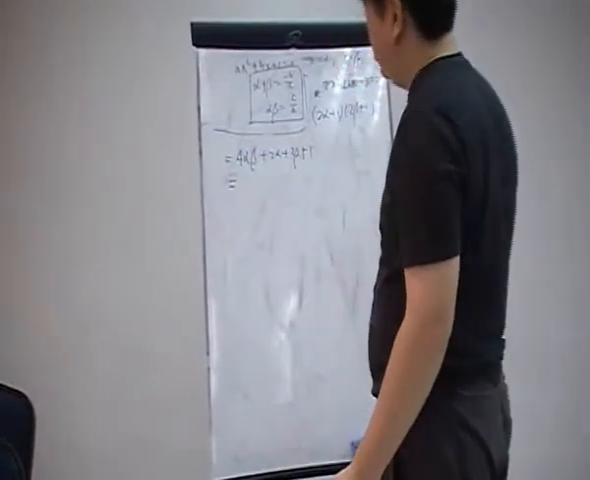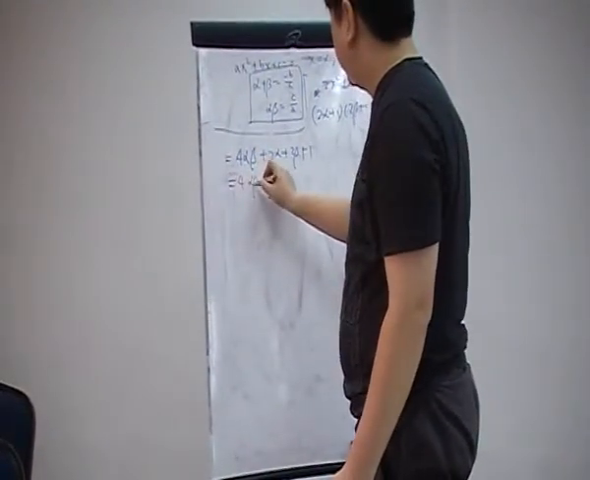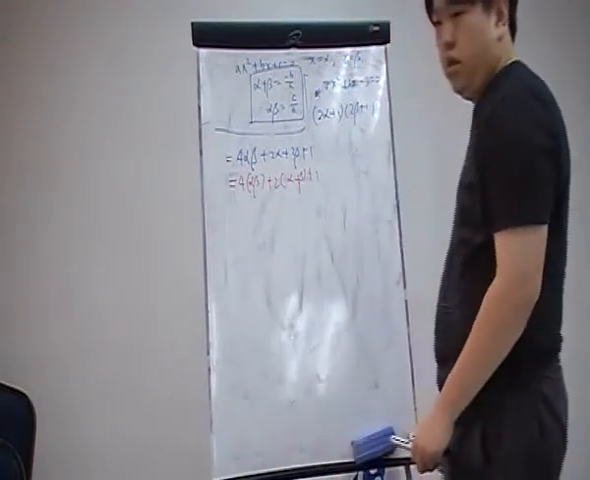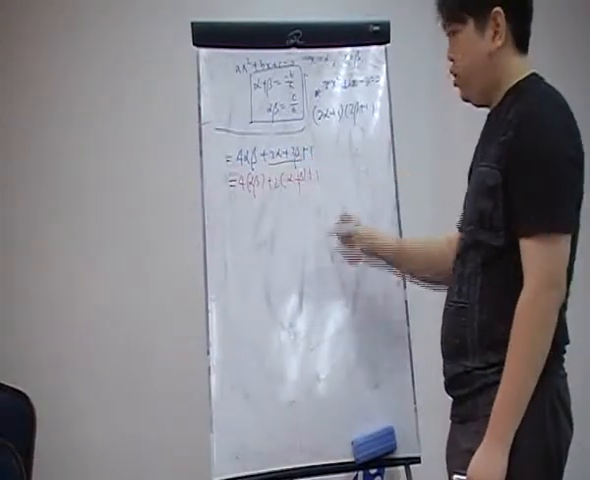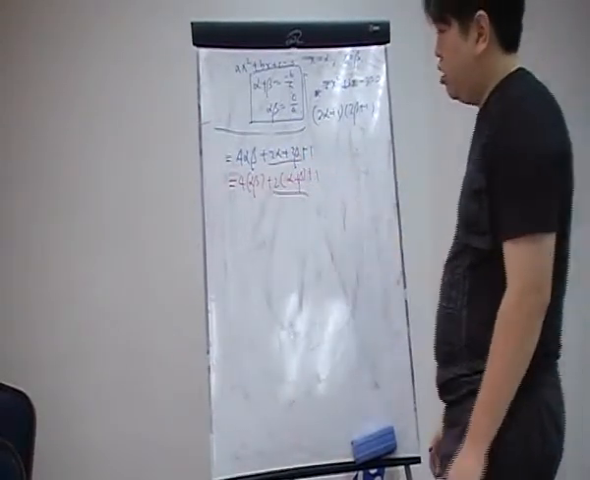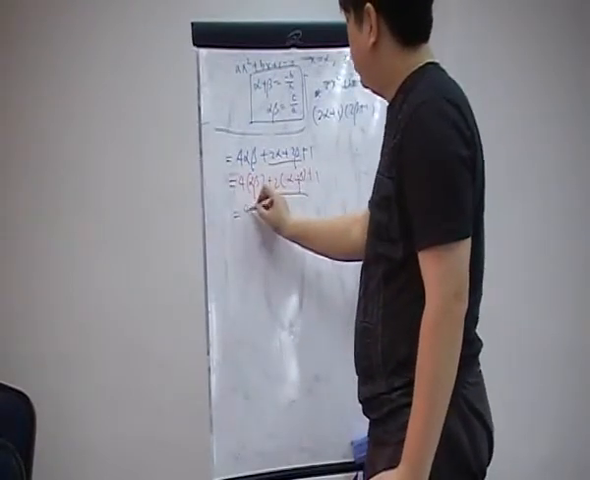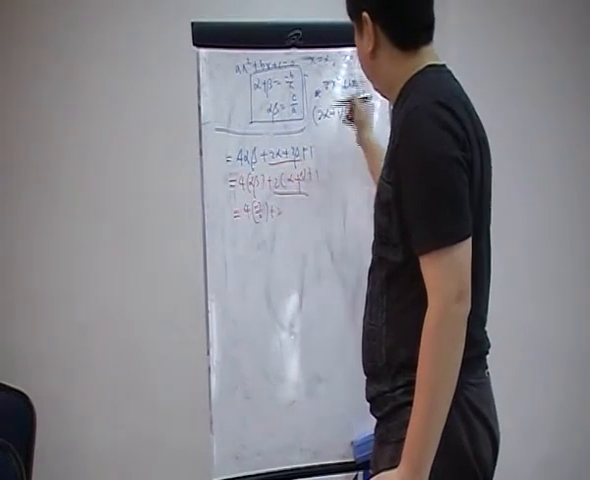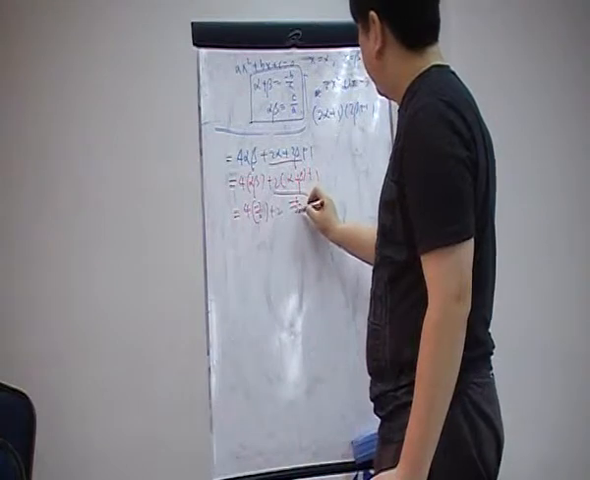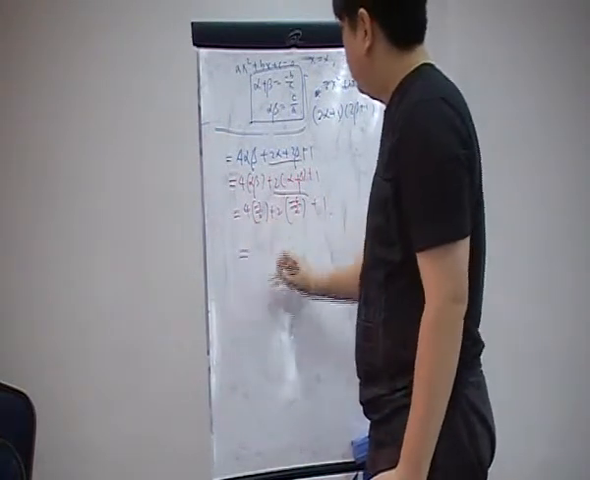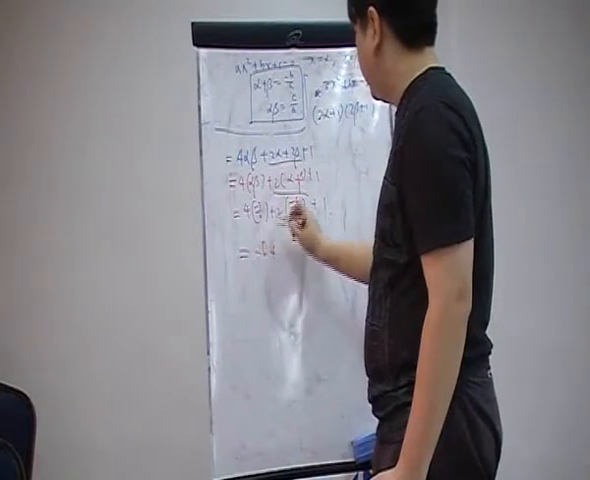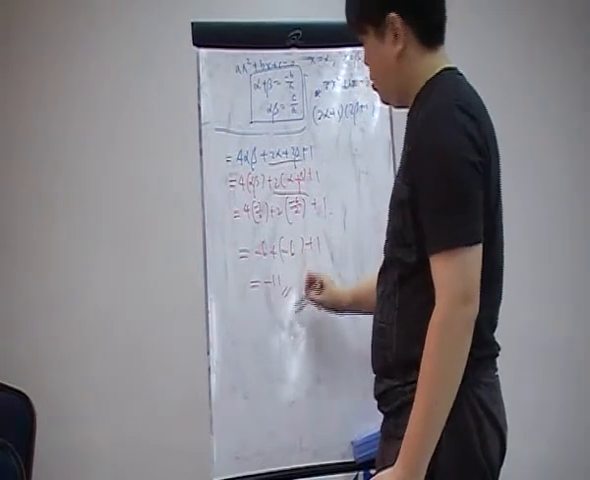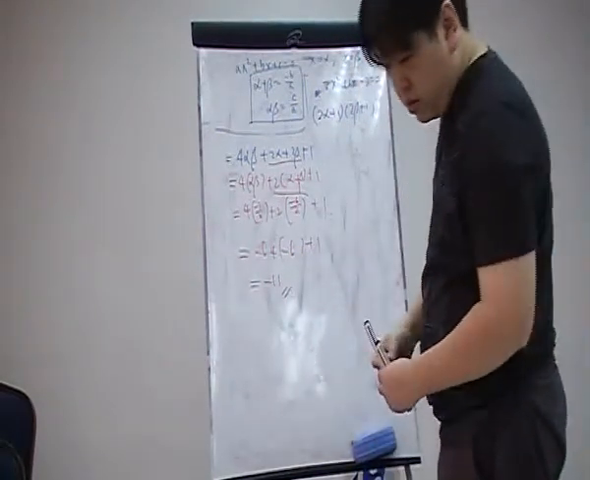Then 4 times product of roots, plus 2 open bracket sum of roots plus 1. The product of roots is c over a, and the sum of roots is minus b over a. So we have 2 minus 6 plus 2, and the equation gives you the values.